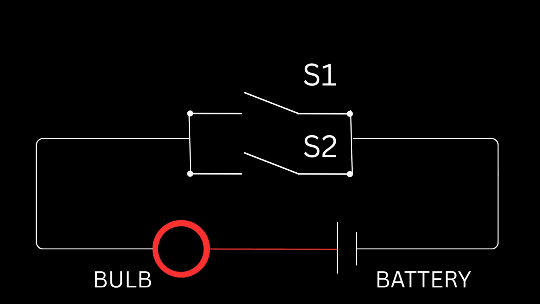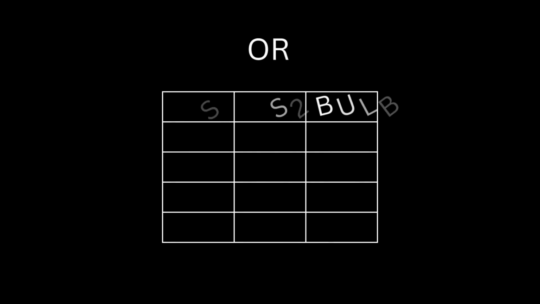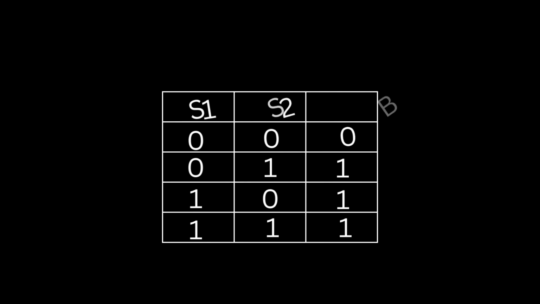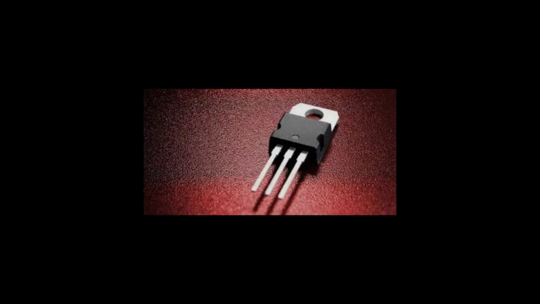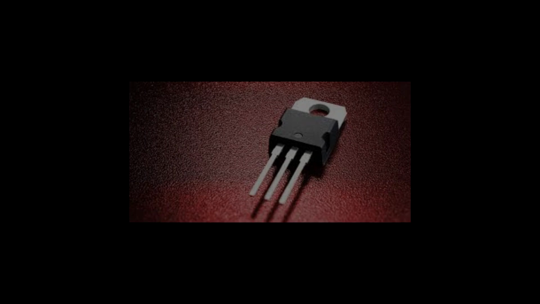OR gate. Now connect the two switches in parallel. The bulb will light up if any of the switches is closed. That's the OR operation. The output is high if either A or B is high. So with just switches, you can visualize the foundation of digital circuits. Of course, in modern electronics, this switching is usually done with MOSFET transistors instead of mechanical switches.